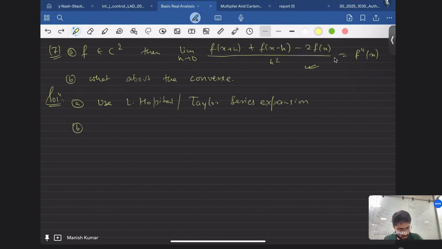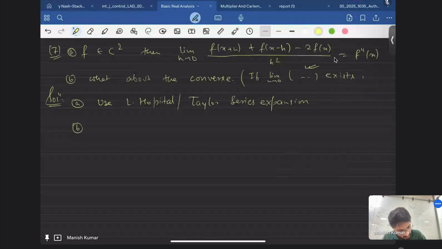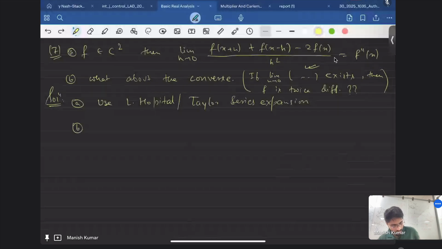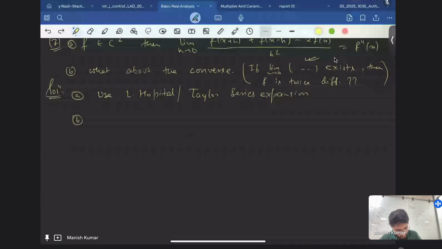Forget about C2. Can you still say that the function would be twice differentiable? So maybe precisely, if this limit as h goes to 0 exists, then f is twice differentiable. This is the question that I'm asking. Okay, and the answer is no.